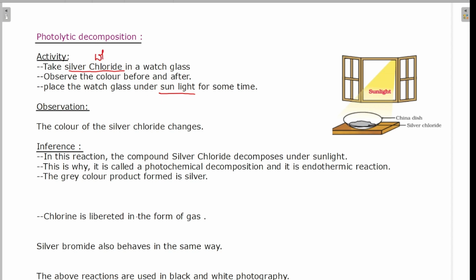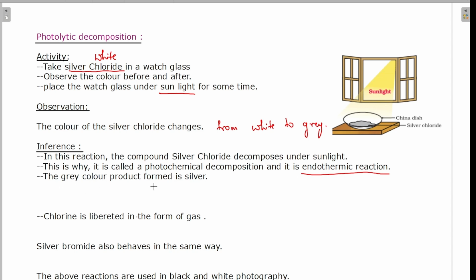Silver chloride is actually white in color. Once it is exposed to sunlight, it will undergo the decomposition reaction. Then what is the observation that we see here? The color of silver chloride changes from white to gray. This shows it has undergone the decomposition reaction in the presence of sunlight. We conclude that in this reaction, the compound silver chloride decomposes under sunlight. This is why it is called photochemical decomposition, and it is an endothermic reaction as the energy is absorbed.